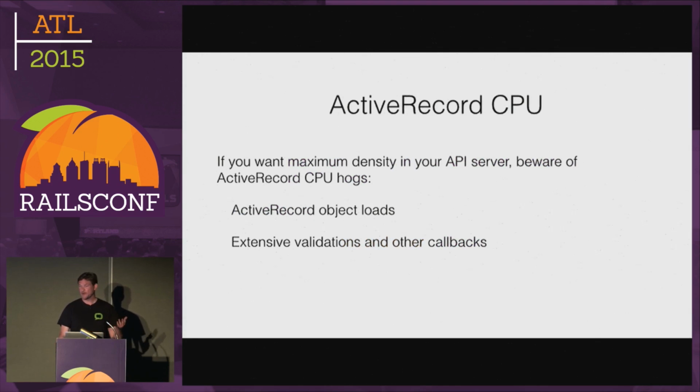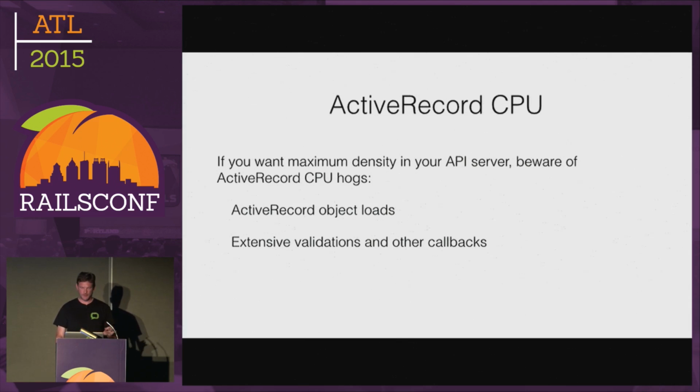You probably know ActiveRecord is fairly slow. So for maximum density in your API server, CPU hogs include loading objects. It's fairly slow. Validations and callbacks can add up. So TLDR, use thin models. Models with few dependencies and few validations were the best fit.